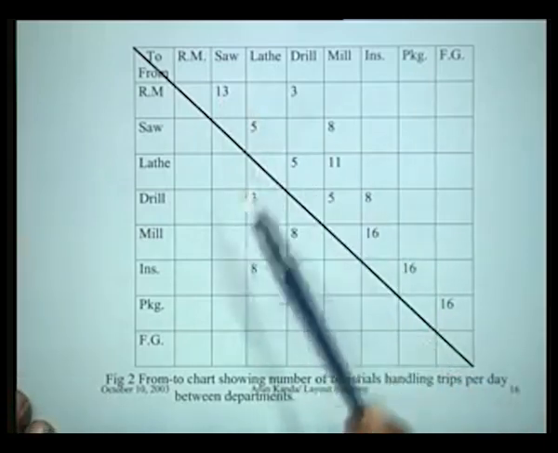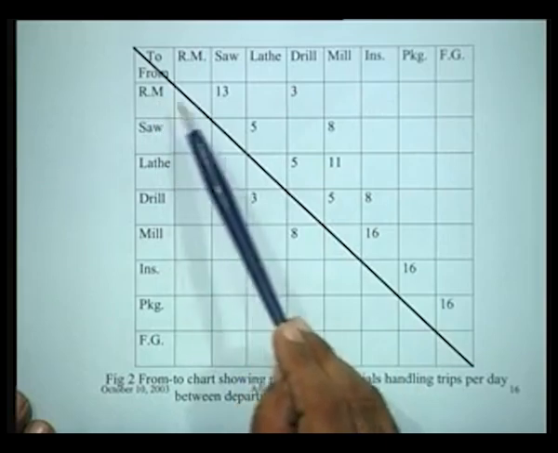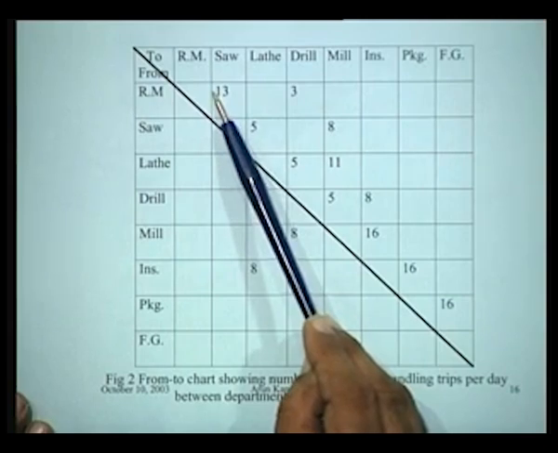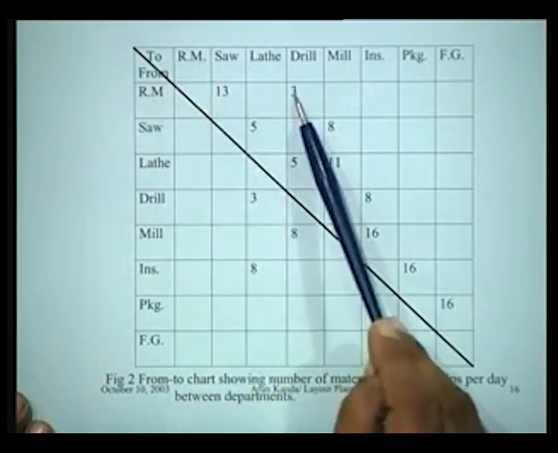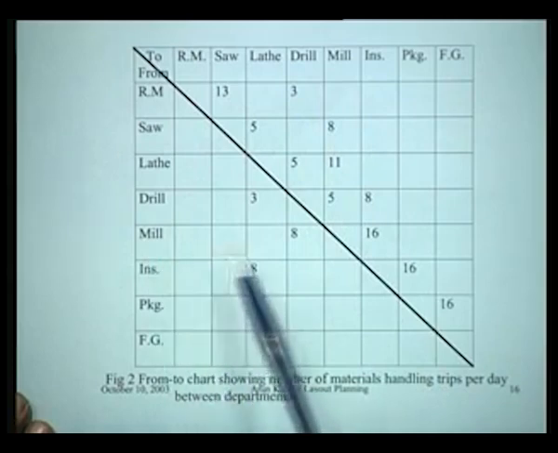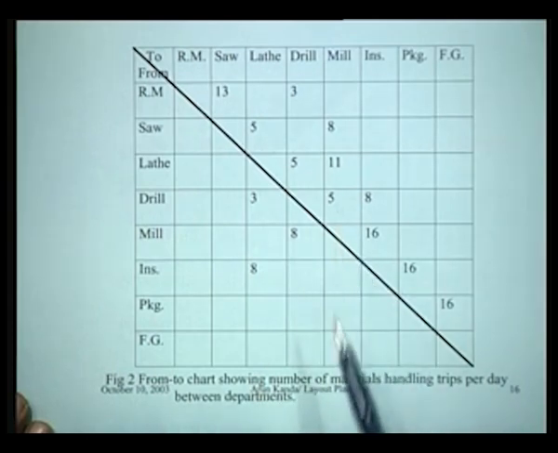So what it shows is that the total movement which takes place from raw material to saw is 13 trolley. Daily there will be 13 trolley loads moving from raw material to saw, right? And from raw material to drill 3 will be moving. And as far as this movement is concerned, from milling to inspection 16 will be moving, and so on. So this from to chart shows the number of material handling trips per day between all the departments.